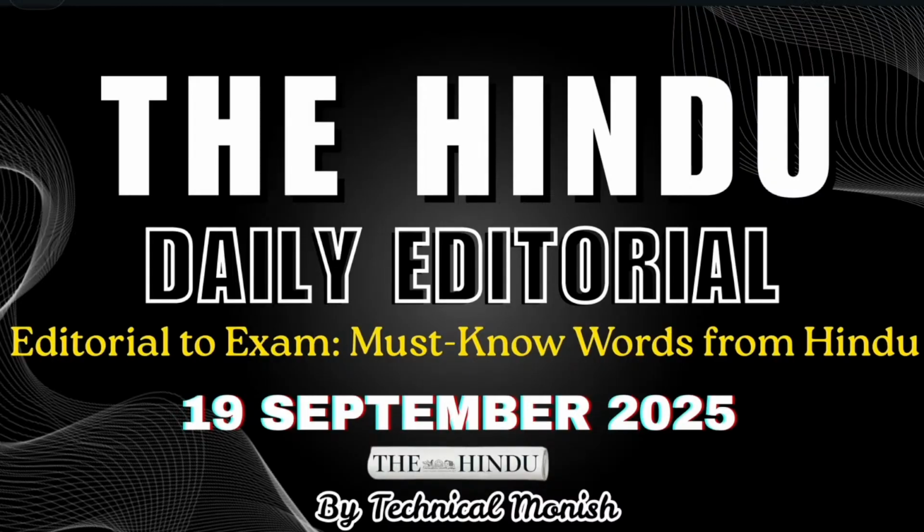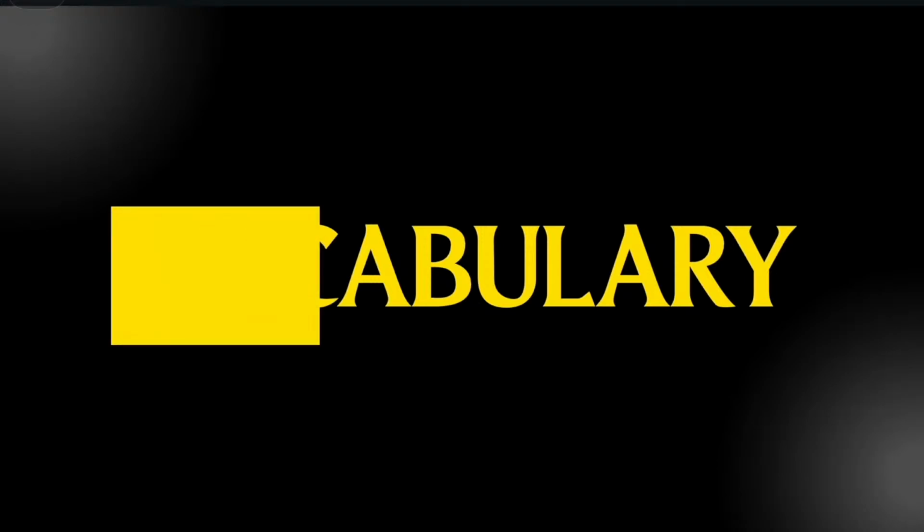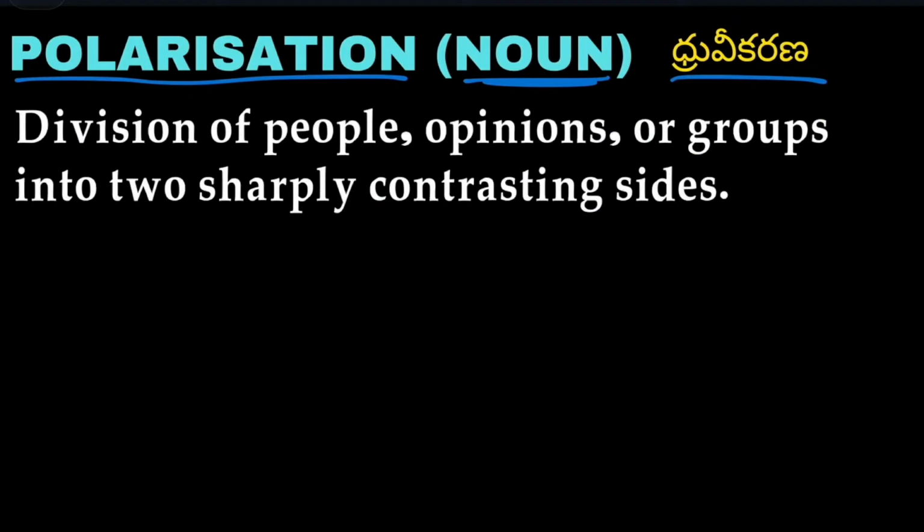So in today's class we are going to discuss the Daily Hindu Editorial of September 19, 2025. Moving on to the first part on the screen, we have vocabulary, and the first word we have is polarization. The first word on the screen is polarization, which is a noun. Polarization means dhruvikarana. Division of people, opinions, or groups into two sharply contrasting sides.